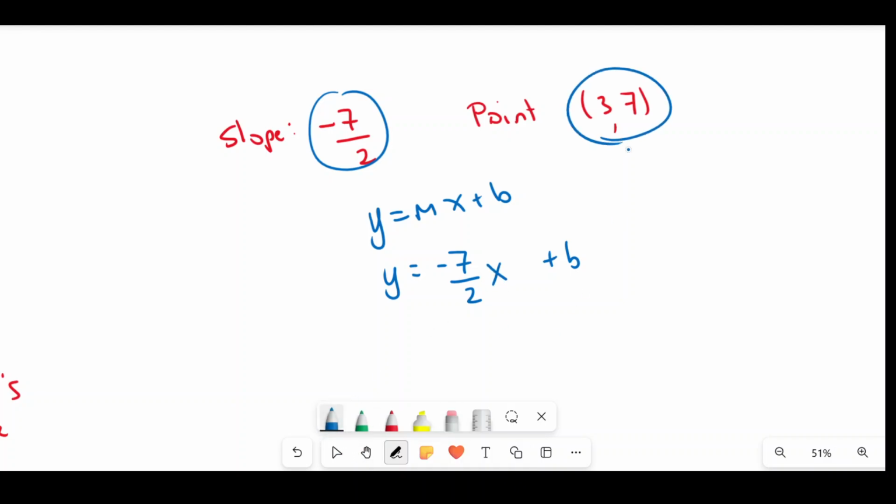So the point I was given is not the value of b because it's not a y-intercept. But again, the point I was given is an x value and a y value that I can use right here in the equation. So I'm going to let y be 7. And now I'm going to substitute for x, 3. And now I'm going to solve for b.